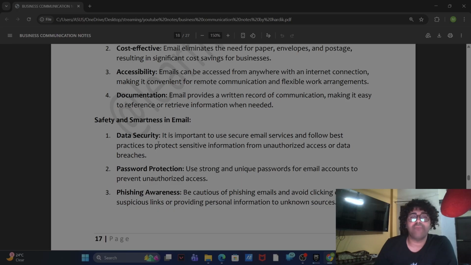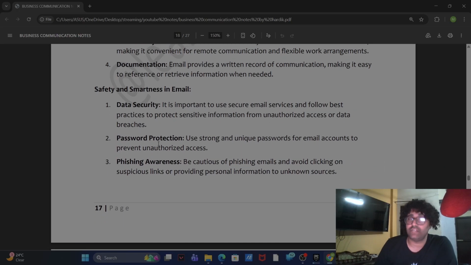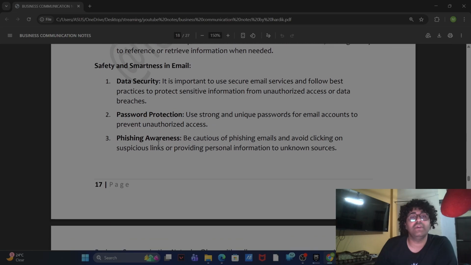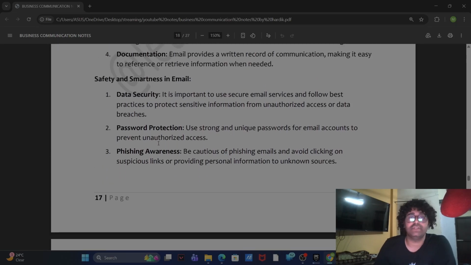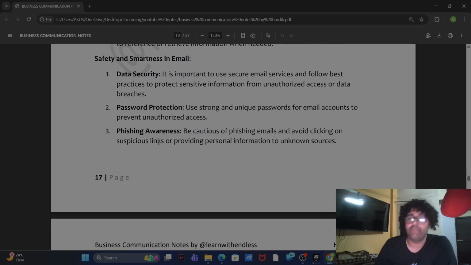Safety and smartness in email. Data security, password protection, phishing awareness, smart organization. Data security. It is important to use secure email services and follow best practices to protect sensitive information from unauthorized access or data breaches. Password protection. Use strong and unique passwords for email accounts to prevent unauthorized access.